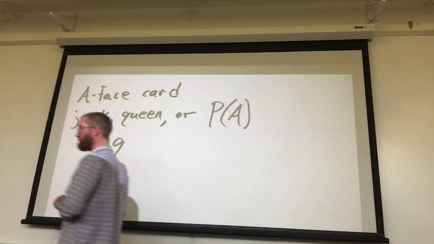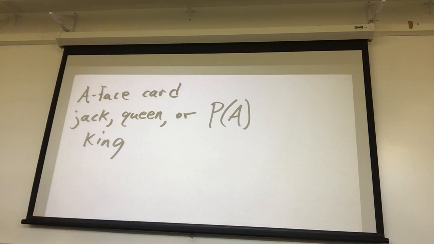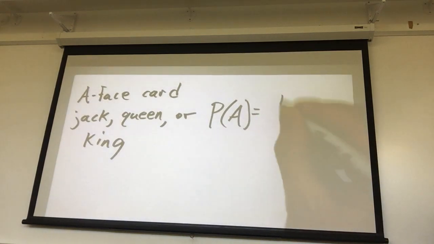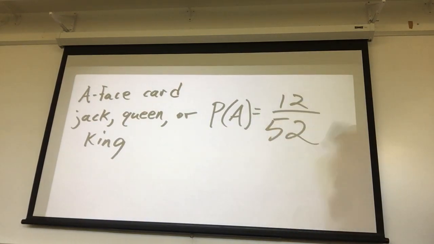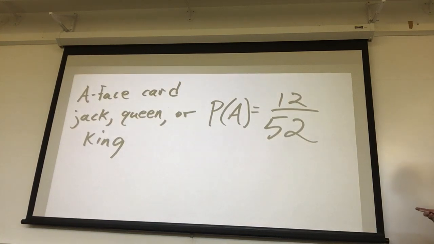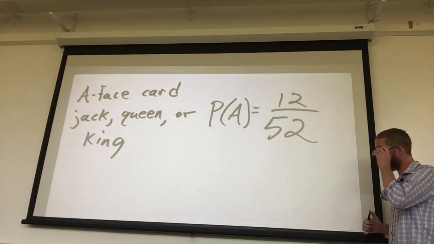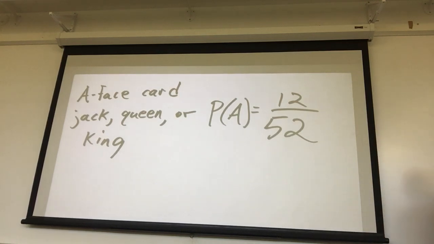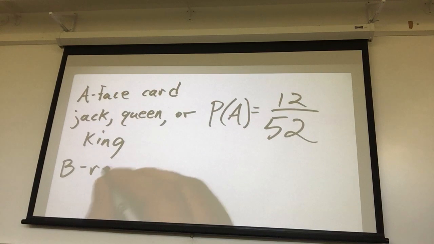So, there are 4 suits. We have clubs, spades, diamonds, and hearts. There's a jack, a queen, and a king within each suit. So that would mean 3 times 4, there are 12 face cards out of the 52 cards. Right? Now B would be a red card.